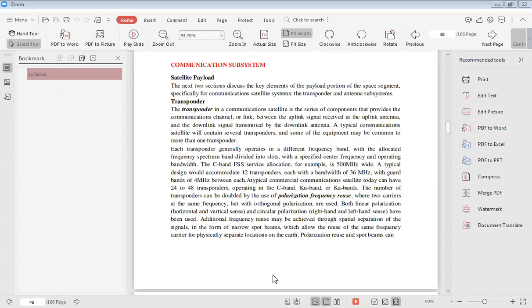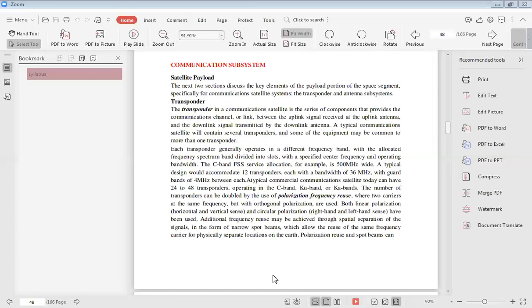Uplink means the frequency from the earth station to satellite, that is the uplink, and the downlink signal transmitted by the downlink antenna. Both antennas are present in the satellite. The downlink antenna transmits the signal to the earth station. The uplink antenna of the satellite receives the signal transmitted from the earth station.